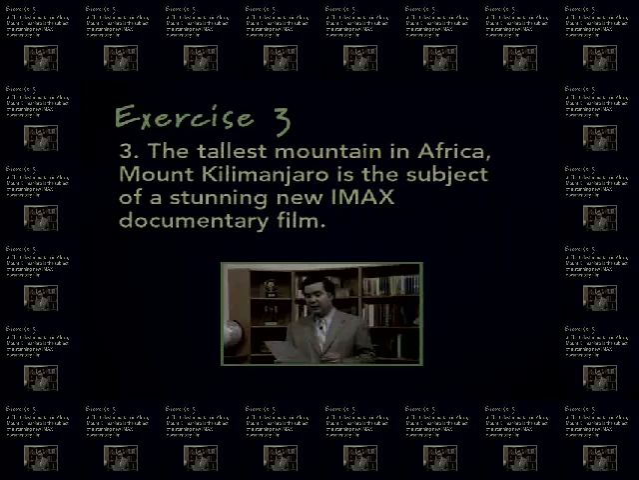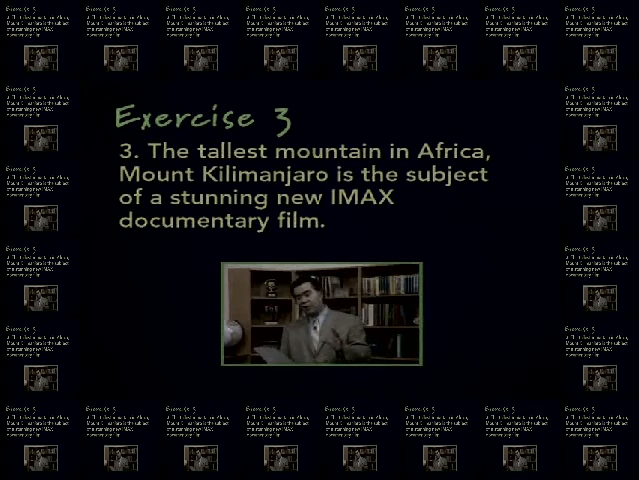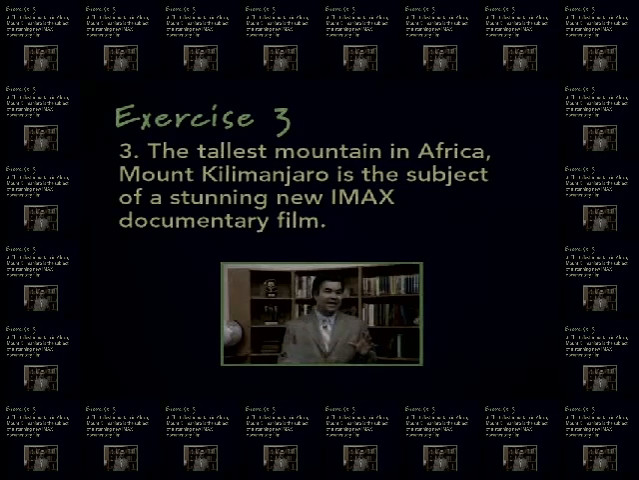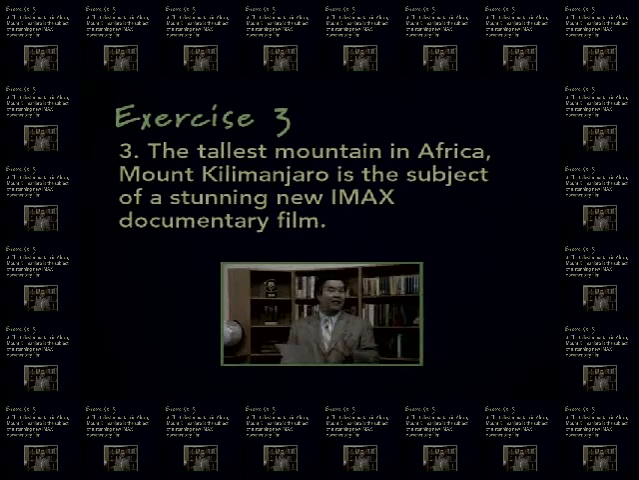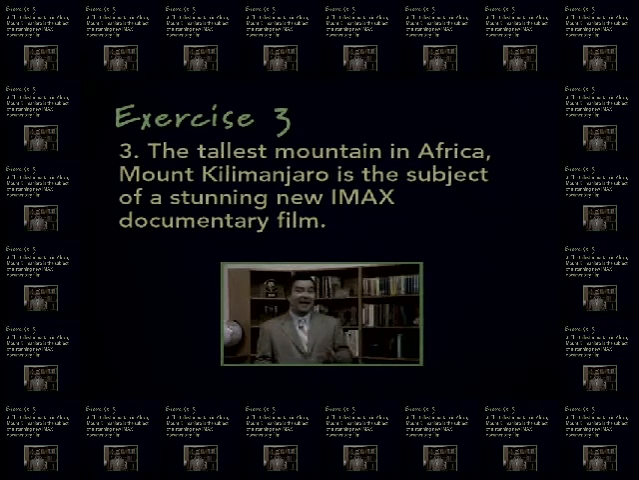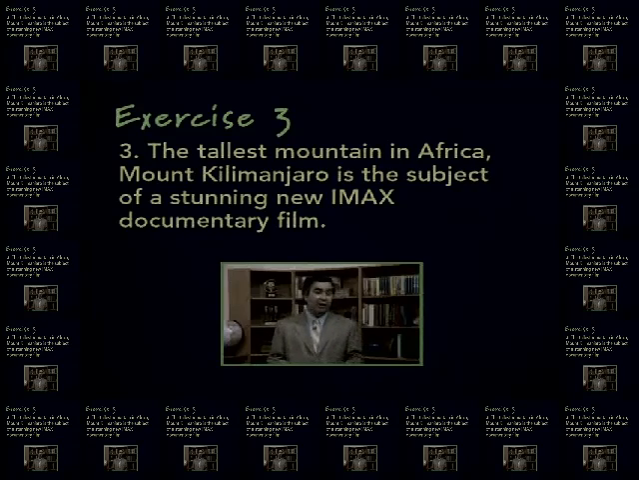Our third example reads, the tallest mountain in Africa, Mount Kilimanjaro, is the subject of a stunning new IMAX documentary film. Now, the first group of words in this sentence doesn't happen to be a clause. The sentence begins, the tallest mountain in Africa. Remember that a clause has to contain both a subject and a verb. Is there a verb here, a word expressing action or being? Not really. We simply have what could be a subject, the tallest mountain in Africa, but there's no verb there. So this is not a clause.